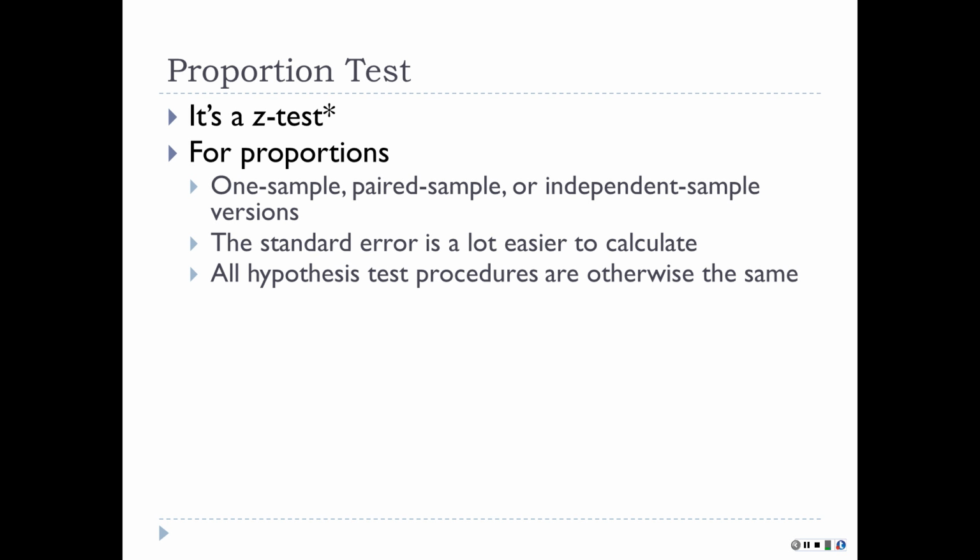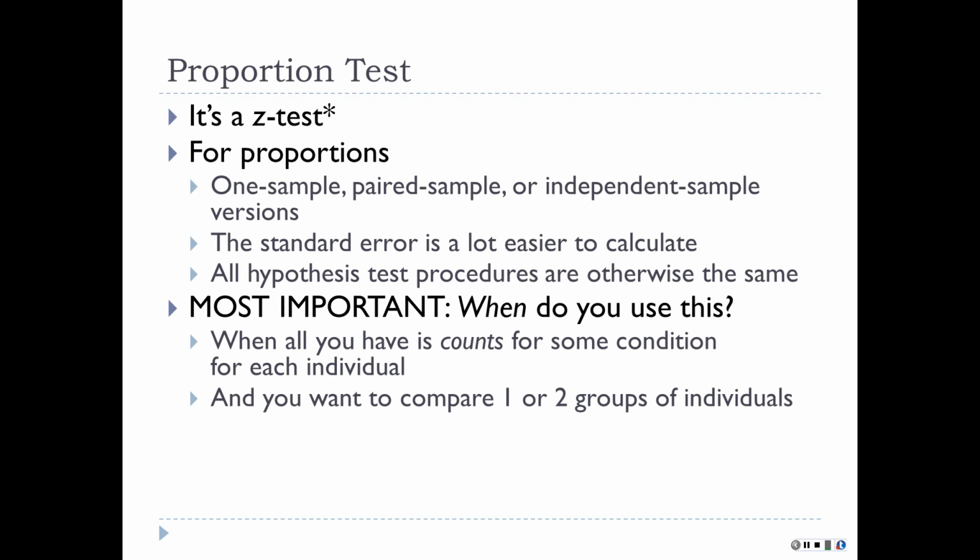You have one sample versions of this test, paired samples versions, or independent samples versions. We're only going to look at one sample and independent samples. The standard error is a little easier to calculate than in the t-test, and the hypothesis test procedures are otherwise pretty much the same. You just follow the hypothesis test, but you plug in proportions instead of means, and plug in the formula for a standard error instead of the formula that you previously had for standard error.